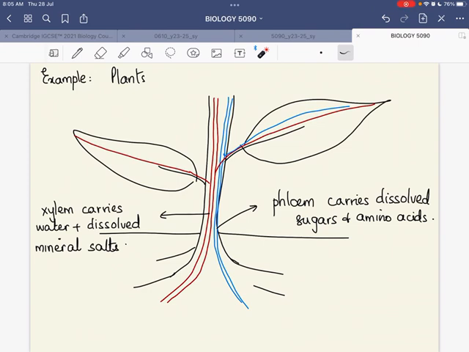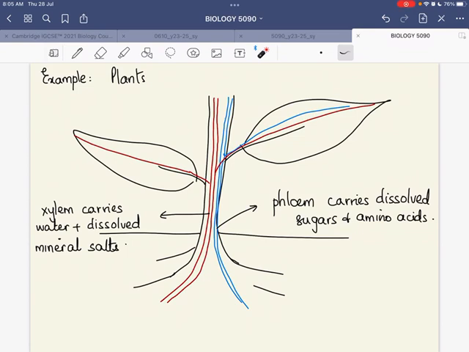in the plants. One of them is known as the xylem, which I have shown with a red color over here, and the other vessel or tube is the phloem, which I have shown in the blue color. The job of the xylem is that it carries water and dissolved mineral salts from the roots to all the parts of the plants, and you can see this red line is going everywhere because every part of the plant needs water and mineral salts.